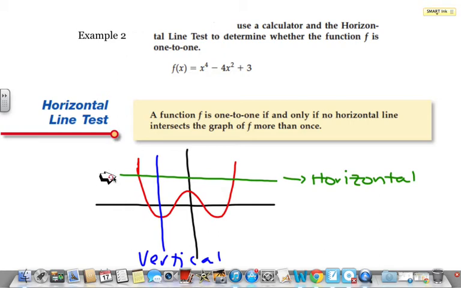But if I draw a horizontal line, almost anywhere in the function, I'm going to hit more than 1 point. In fact, right here, if I were to draw a horizontal line right here, I would hit 4 points. Okay? Because it doesn't pass the horizontal line test, it is not one-to-one. That means that its inverse is not a function.